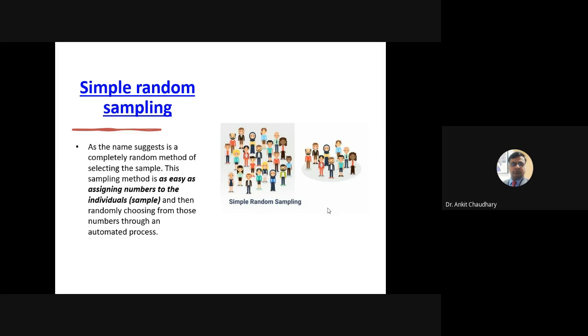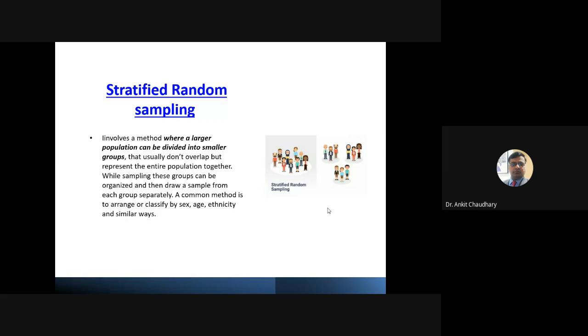This is what we just discussed. In stratified sampling, a big population is divided into smaller groups. Usually these groups don't overlap, though there may be people who would be in two groups, but we try to make sure they are not overlapping. In quota sampling, there is no overlap at all. So this is the main difference.